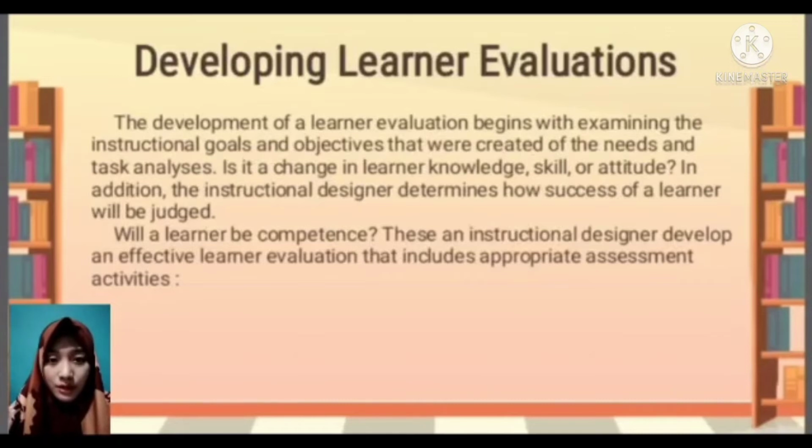Next, developing learner evaluation. The development of a learner evaluation begins with examining the instructional goals and objectives that were created from the needs and task analysis. Is it a change in learner knowledge, skill, or attitude? In addition, the instructional designer determines how success of a learner will be judged.